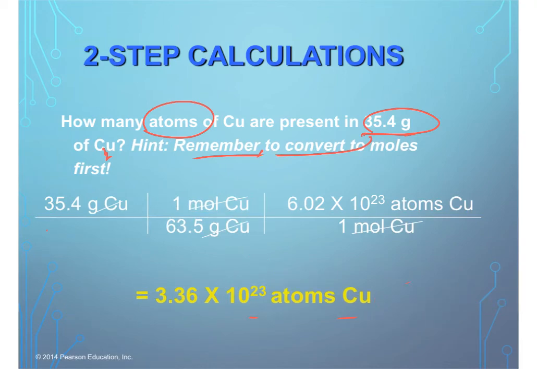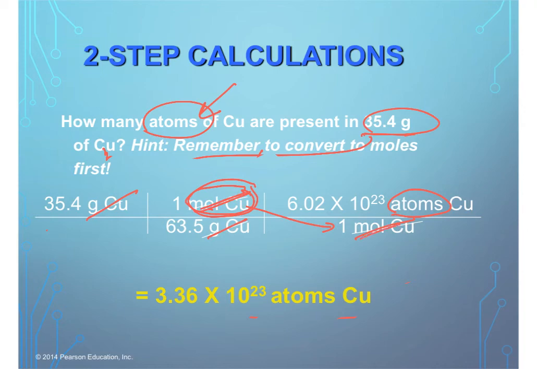All right, so you set up the first unit cancellation. You got rid of the grams, and now if you were to stop, you have moles. But the problem isn't asking for moles, it's asking for atoms. So I have to do another conversion, where my units would be moles to start with, and I'm trying to get to atoms. So again, units must match on the diagonal so that they cancel.